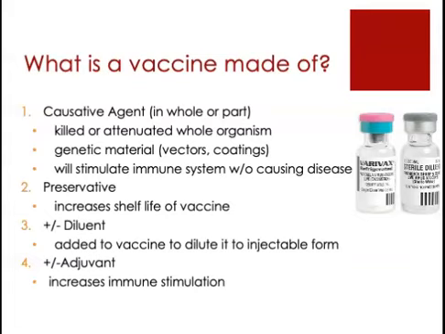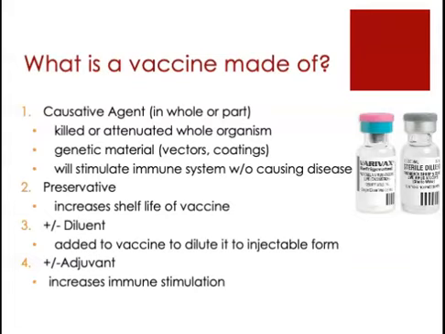The first and really most important part of a vaccine is what we would call the causative agent. We have to put something into the vaccine that the immune system is going to recognize and react to. There's certain terminology or vocabulary that goes along with different types of vaccines according to whether we've included the entirety of the causative agent or some part of it.